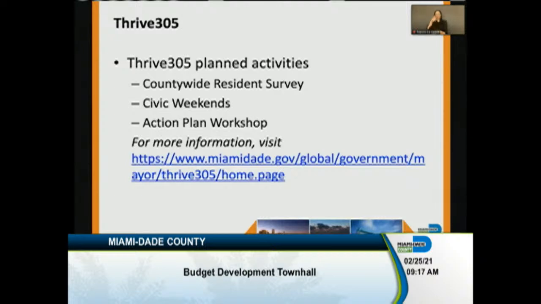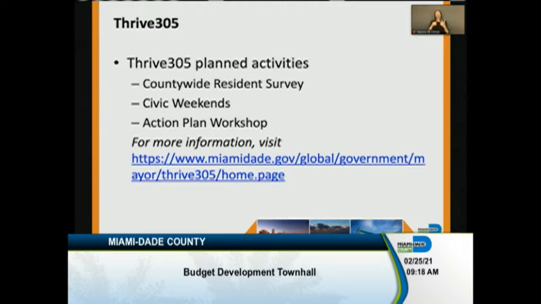To jumpstart the budget process this year, the county is interested in hearing more from you. In conjunction with the Miami Foundation, Mayor Levine Cava has launched Thrive 305 this month. Thrive 305 is a countywide civic engagement initiative that will leverage Miami-Dade's biggest asset, its residents, through a survey and series of virtual workshops to inform the administration's action plan.